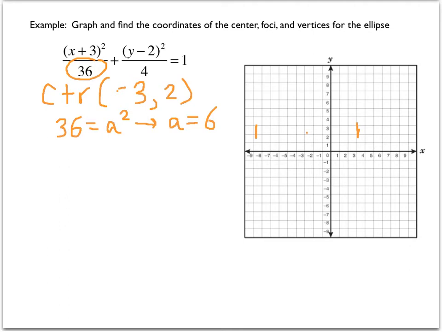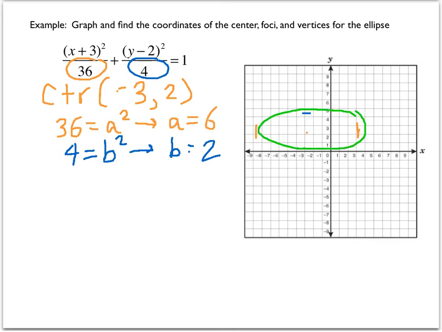My other axis, the minor axis, that's going to be B squared. So if 4 equals B squared, of course that means that B will be 2. And so now I count up 2 and down 2 for the minor axis there. And that enables me now to draw my entire ellipse here, which should look something like this.